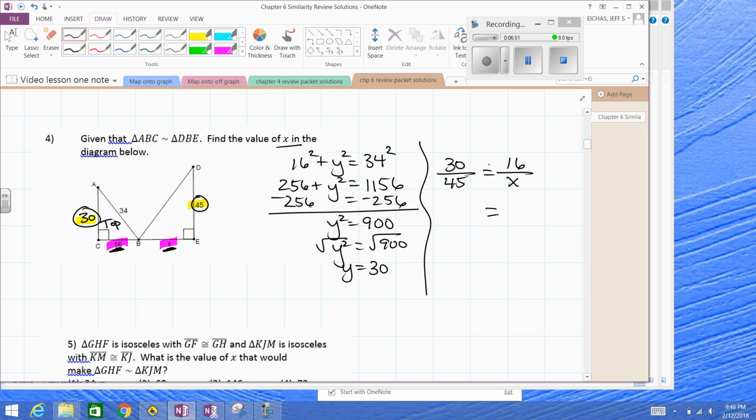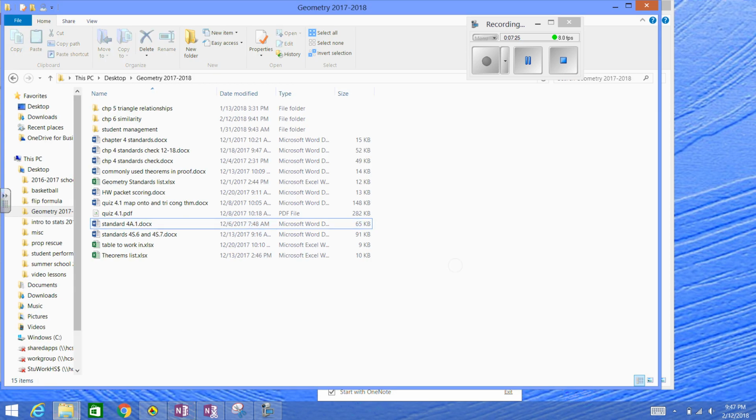Now we can solve. So 30 times x, 45 times 16. We get 30x equals 720. And x equals 24. Okay, so that is what they wanted.